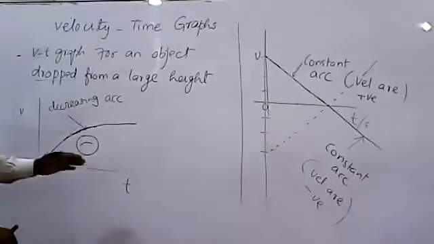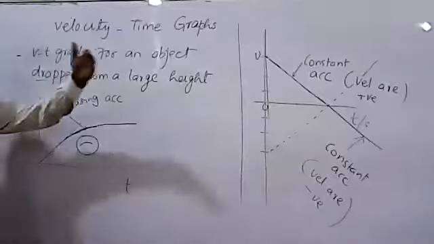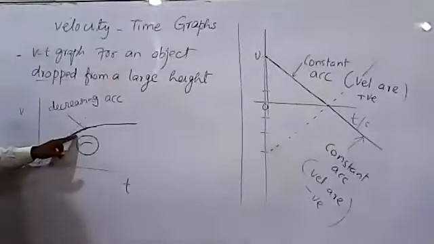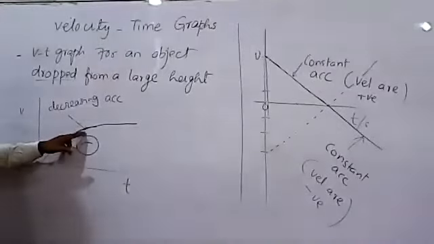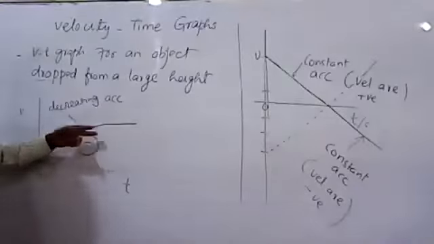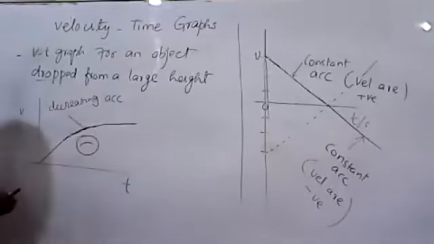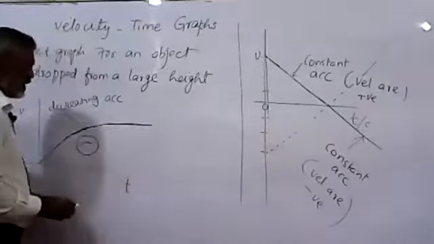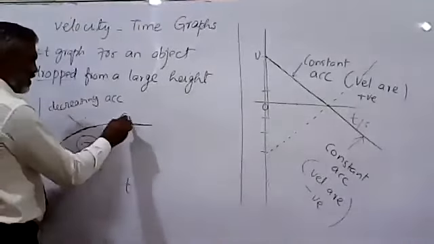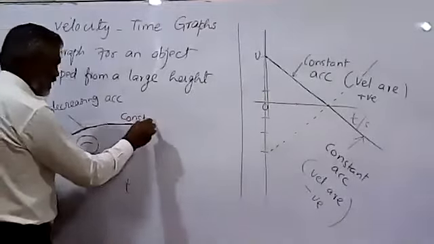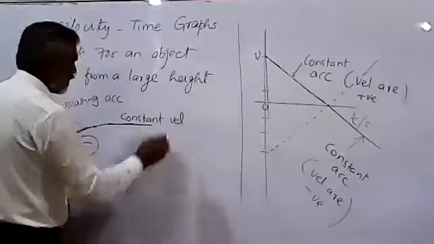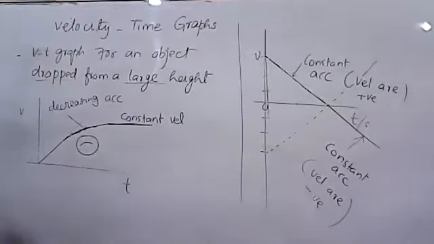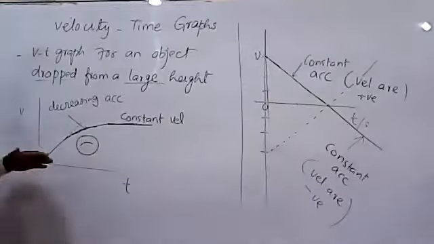The rate at which it was increasing initially was 9.81, then it may become 7.5 maybe, then it becomes 5.2 maybe, then it becomes 2 point something, that becomes 1.1, and finally there is no more increase in its speed. So this is zero acceleration. That means it becomes constant velocity. This is the situation when the object is allowed to fall from a very large height.